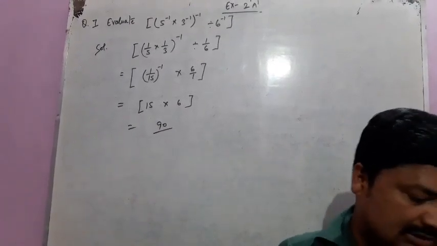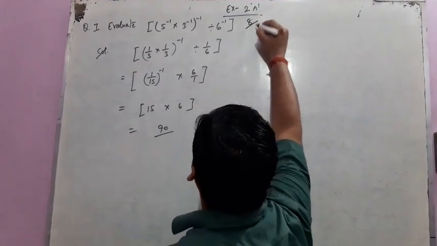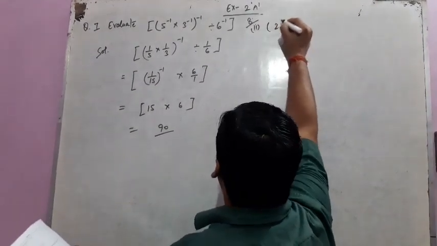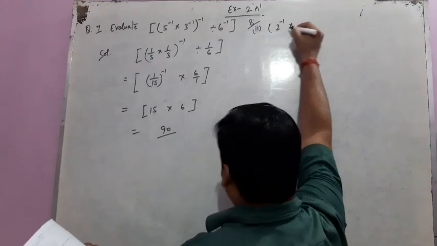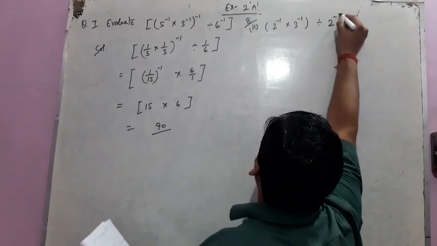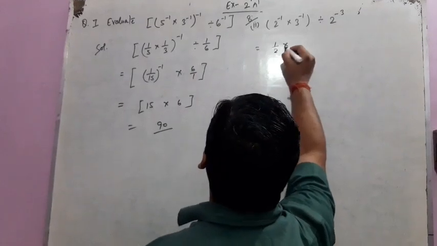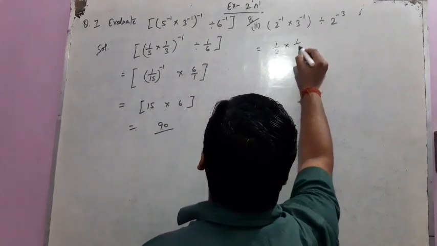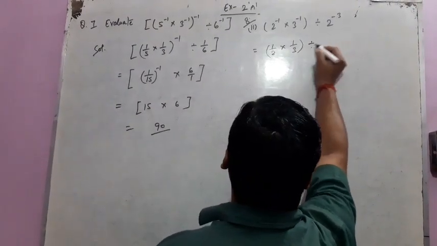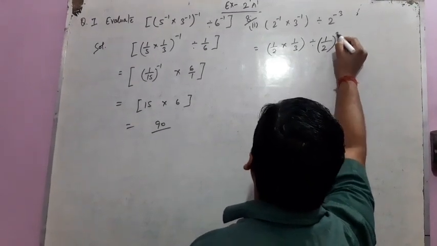Now in question number 8, all questions are the same. Here we will solve the second question of question number 8. In the second question of question number 8, 2 to the power minus 1 into 3 to the power minus 1, under a small bracket, divided by 2 to the power minus 3. Now for removing this minus sign we have to write here 1 by 2. For removing this minus sign we have to write 1 by 3, divided, and for removing this minus sign we have to write the reciprocal, 1 by 2 whole cube.